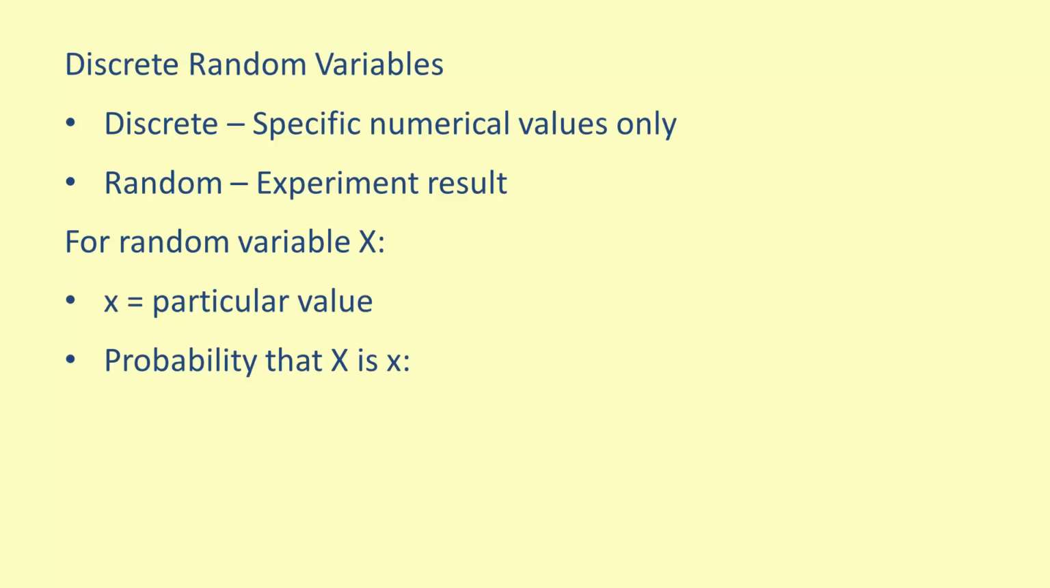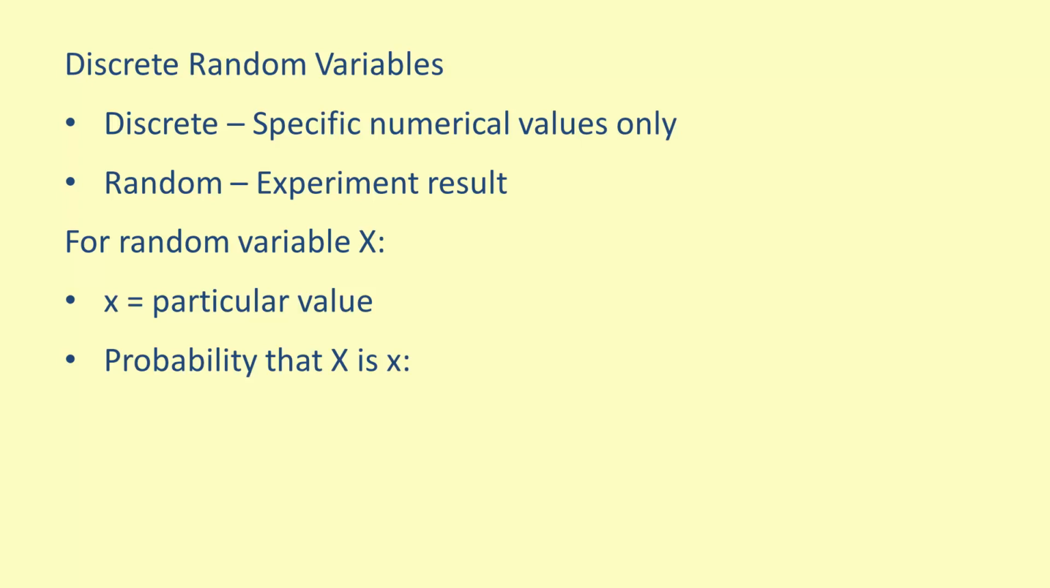One type of variable we can experiment with probability on is the discrete random variable. The word discrete means that the variable can only be represented by specific numerical values. It cannot be a category, and the number of possible outcomes must be countable. The word random means that the result we obtain is the result of an experiment.